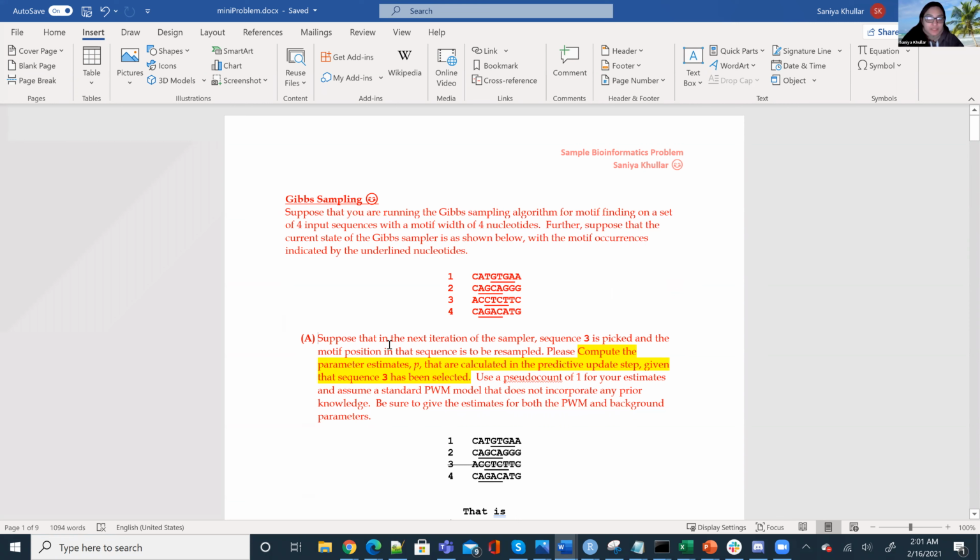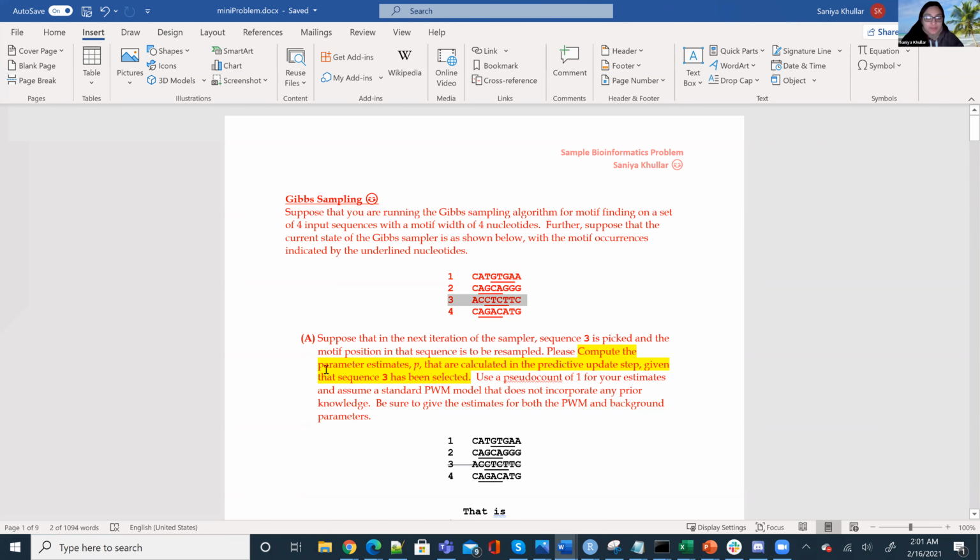So please suppose that in the next iteration of the sampler, we pick out sequence 3, and the motif position in that sequence is to be resampled. So we're going to resample and figure out the best motif. So we start out believing that these are the motifs, and we're just going to resample the 3rd sequence.